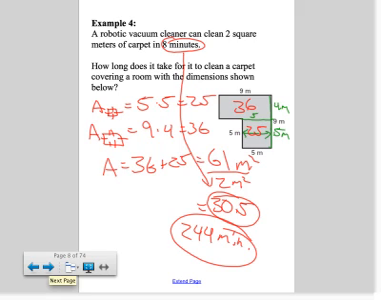Okay, you could have set up a proportion. Okay, you could have said, okay, the whole room is 61 over how long it takes, and we know that it can do 2 square meters in 8 minutes. And you could have cross-multiplied and solved here. Regardless of what you end up doing, you're going to get the same answer, 244 minutes.